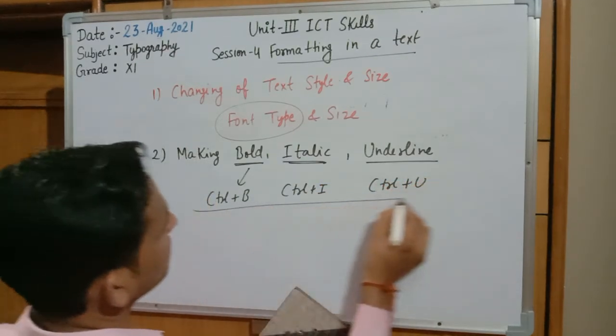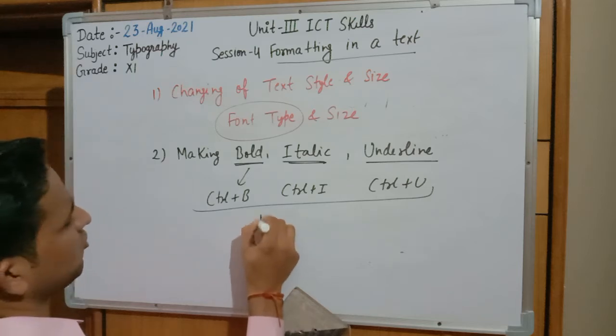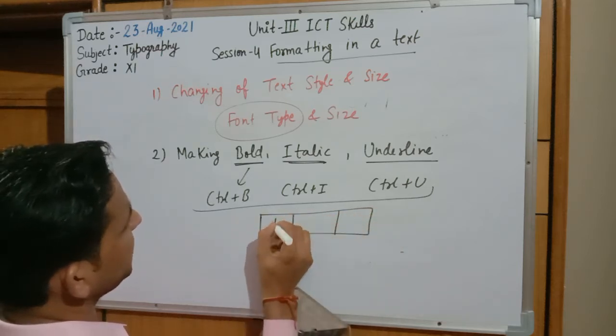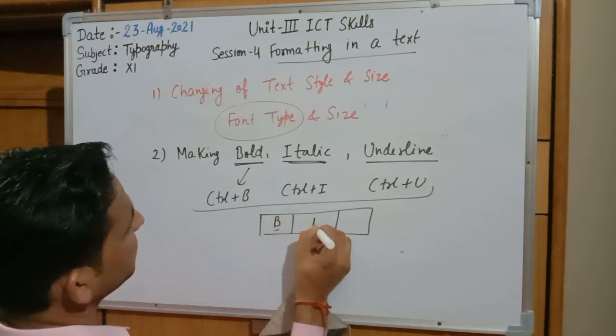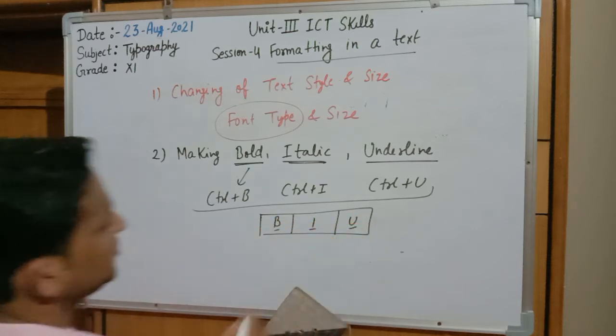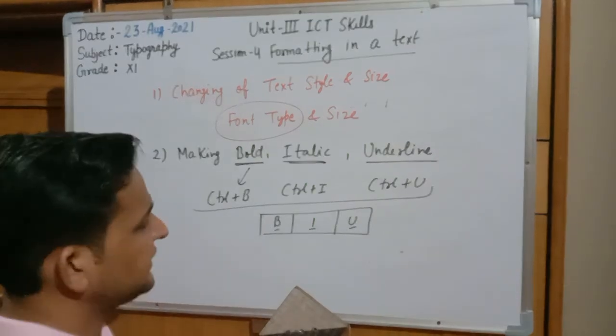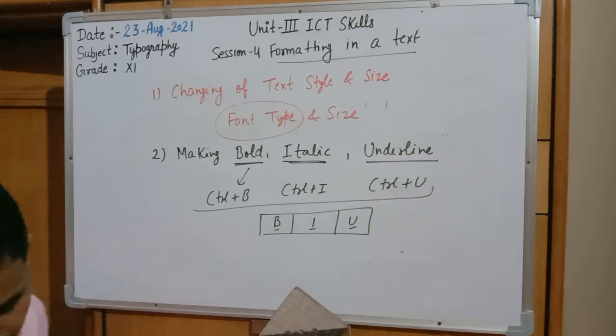One more method, the second method, is to open the toolbar. In the toolbar, the options B, I, U are given. You can click on these options, and it will also do the editing. Just select the text, click here, and it will be bold, italic or underline.